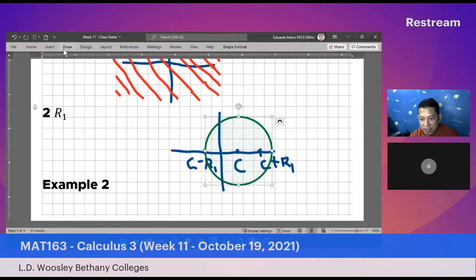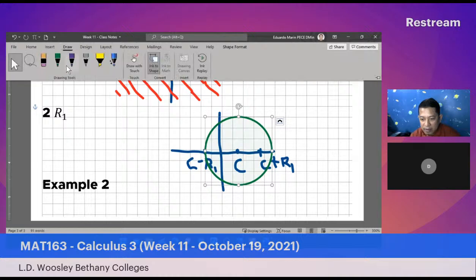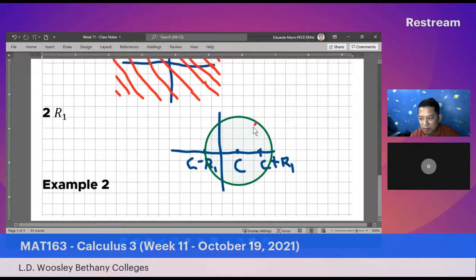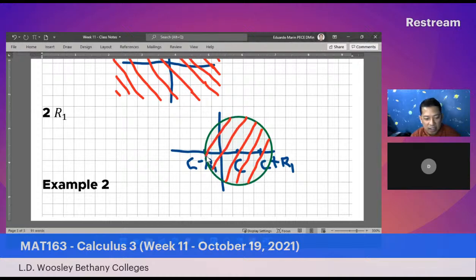So, meaning, on this particular area, defined yung power series mo. Alright? So, defined yung power series mo on this area. Pag lumagpas dyan, divergent na siya. Okay? So, ganyan yung sense niya.